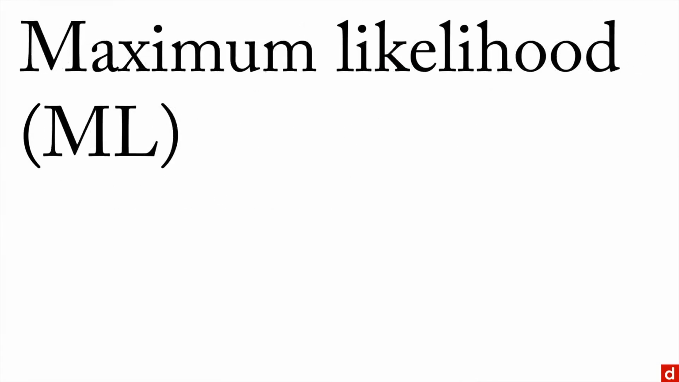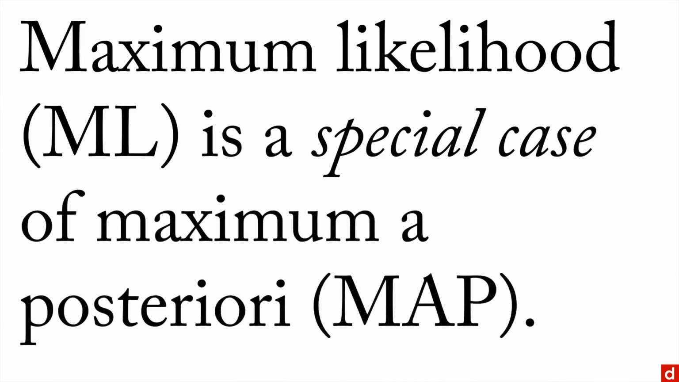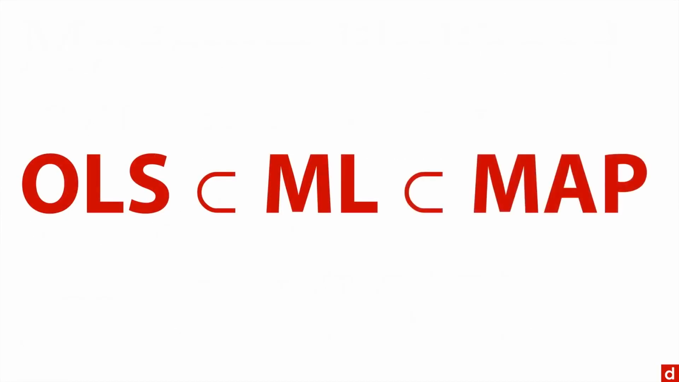And then maximum likelihood, or ML, is a special case of maximum a posteriori. And just in case you like it, we can put it in set notation. OLS is a subset of ML, is a subset of MAP. And so there are connections between these three methods of estimating population parameters. Let me just sum it up briefly this way.